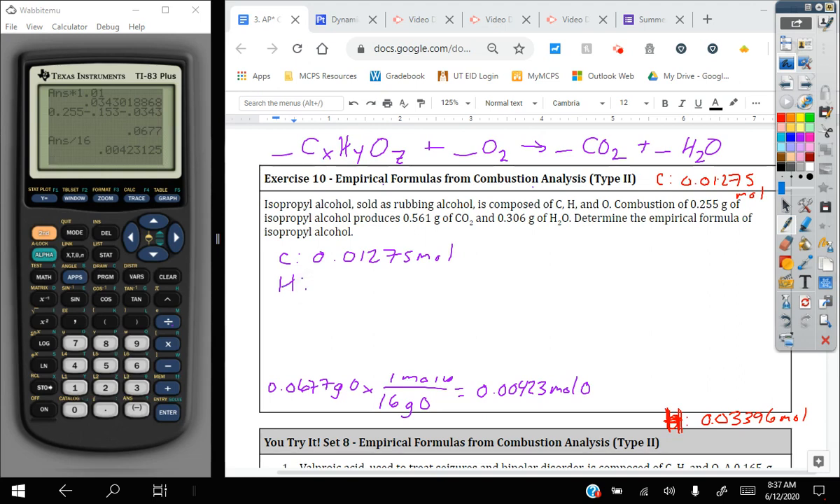So this is a different approach depending on if you've got combustion analysis results here. This is a 0, I apologize. 0.3396 moles of H. And then for oxygen, I've got 0.00423 moles of oxygen. And if I divide by the smallest, it looks like I'm dividing by my oxygen, 0.00423 moles. And we do that for each one.